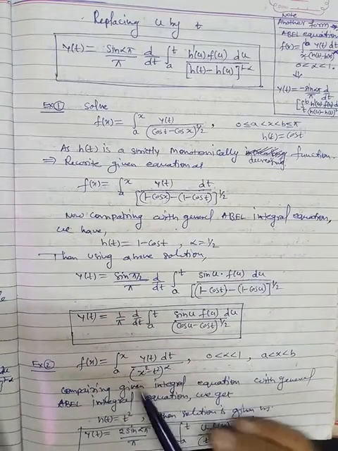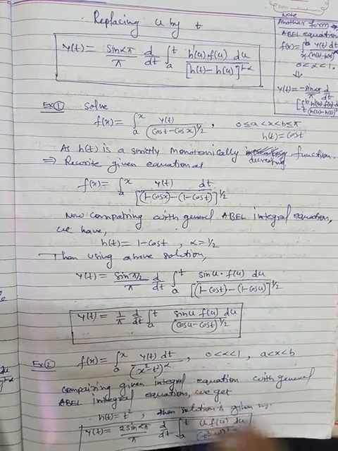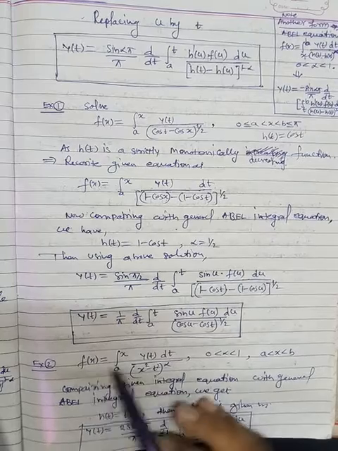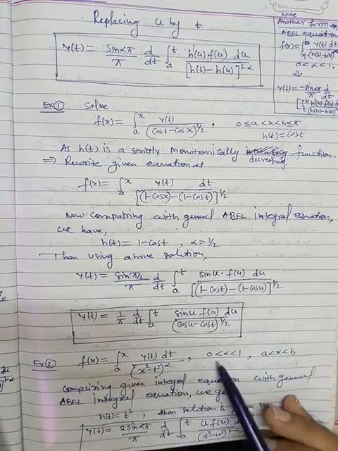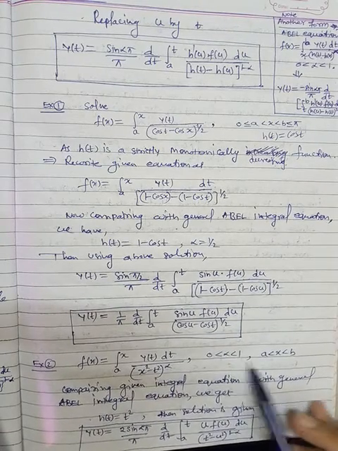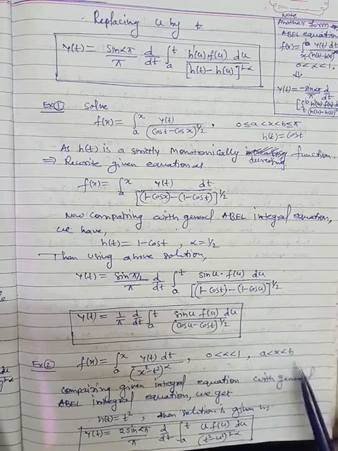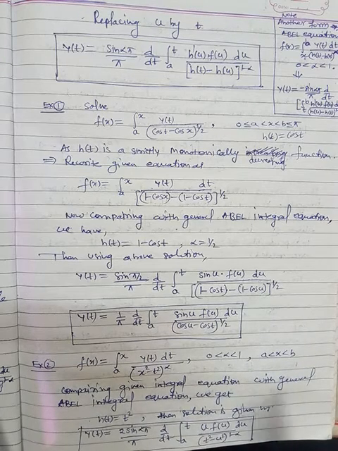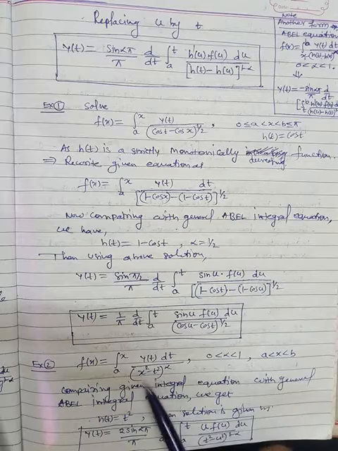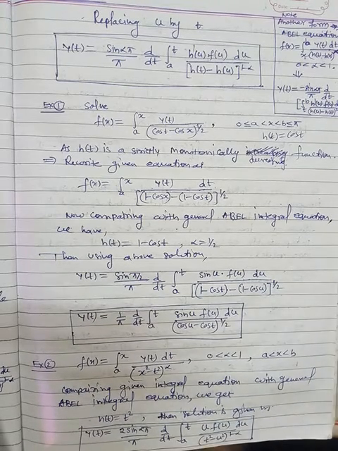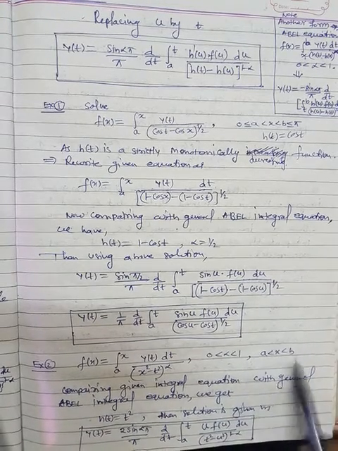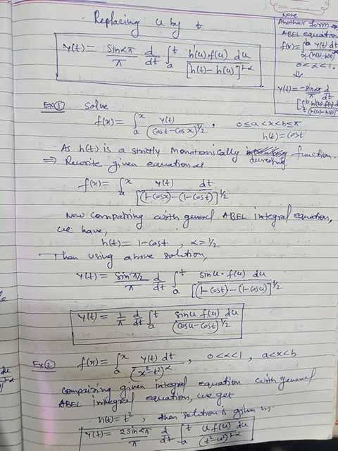Similarly here, this is the equation: f of x equals integral a to x y(t) divided by (x square minus t square) raised to the power alpha dt. Alpha is in between 0 and 1 and x is lying in between a and b. Comparing the given integral equation with the general Abel integral equation, we get h(t) is t square. This function is an increasing function in this range, that's why this is an increasing function and now directly apply this.